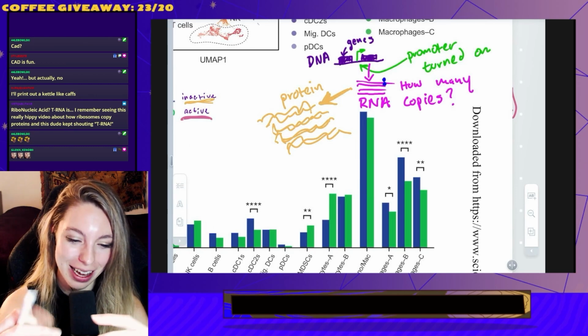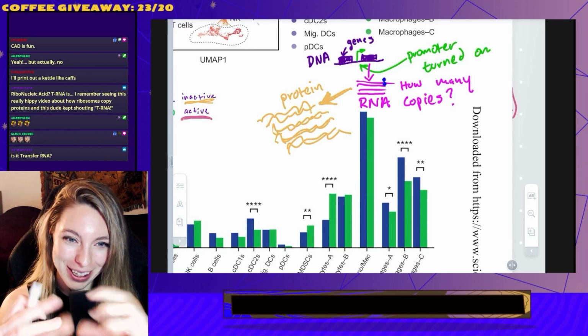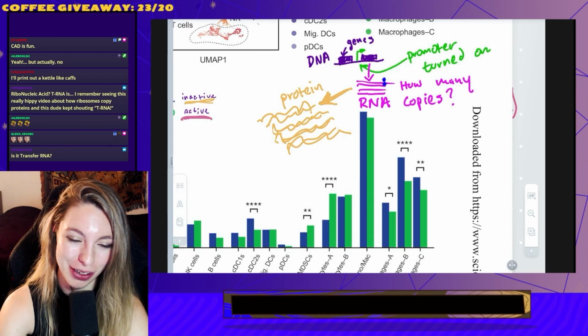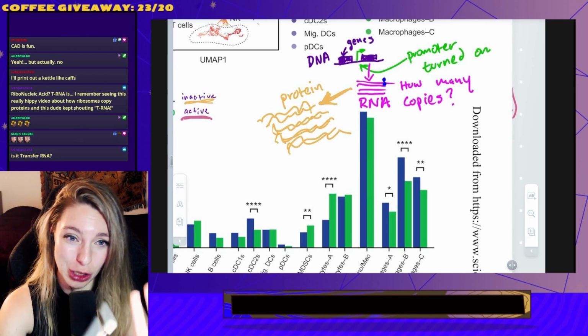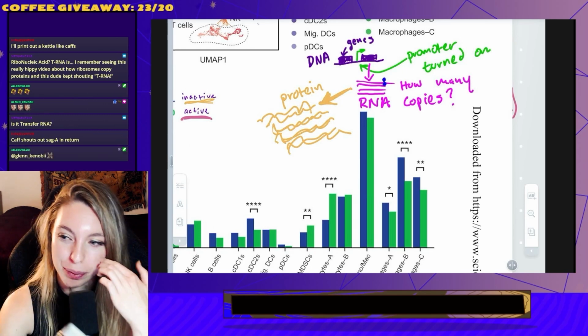So a codon is 3 nucleic acids, and nucleic acids are like A, C, T, and G. And then in RNA, it's complementary to that.